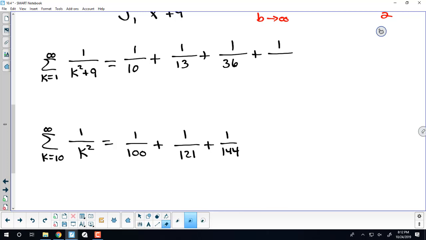4, 16. Wait. That's wrong. That's 3 squared plus 9. It's 18. And that one is 16. It's just increasing by odd numbers now in the denominator. Yeah. 1, 2, 3, 4, 5. 25. 5, 7, 9.